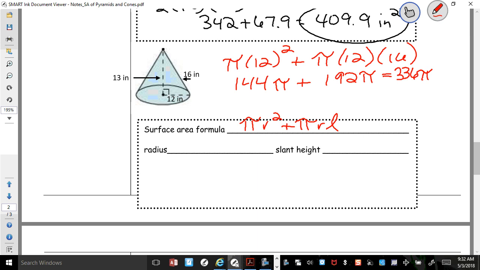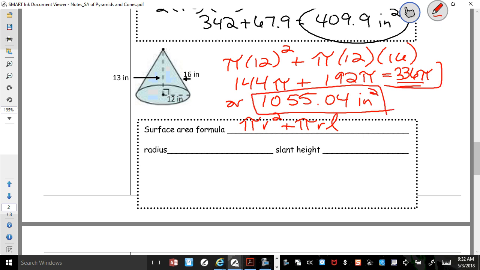So sometimes you can leave your answers like this, or you multiply it out. So in your calculator, 336 times 3.14. 1055.04 inches. Either way is fine. Okay? Either way is fine.